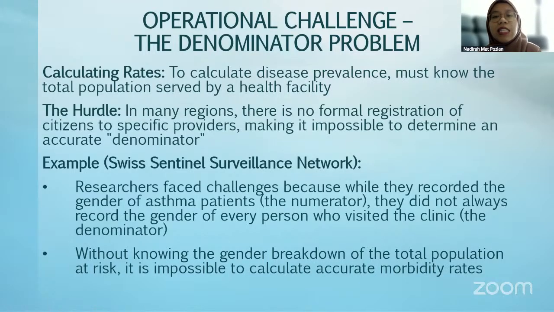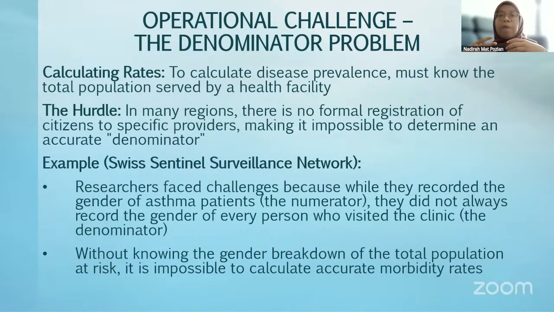However, in many regions, there is no formal registration of citizens to specific providers, making it impossible to determine an accurate denominator. For example, in the Swiss Sentinel Surveillance Network, researchers face challenges because while they recorded the gender of asthma patients, they did not always record the gender of every person who visited the clinic. Without knowing the gender breakdown of the total population at risk, it is impossible to calculate accurate morbidity rates.